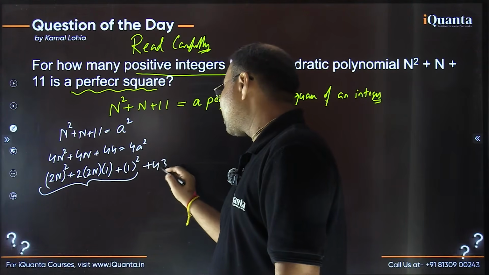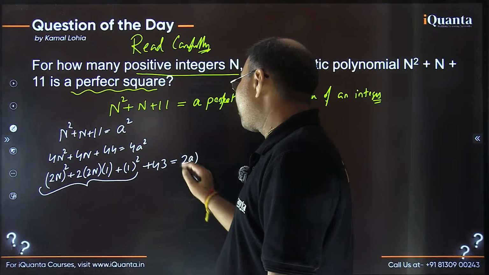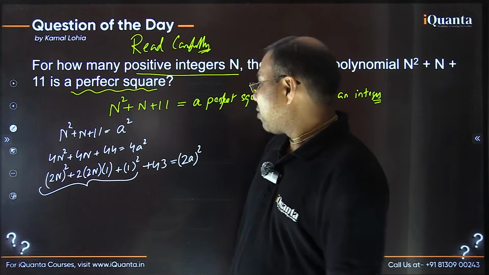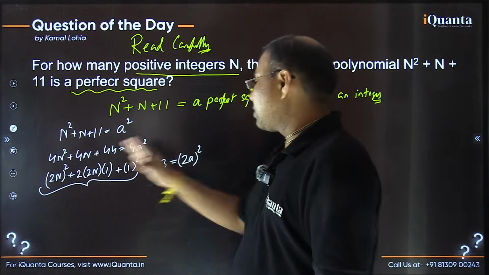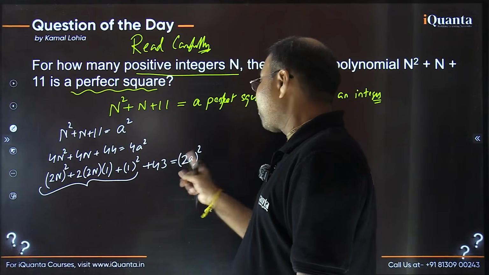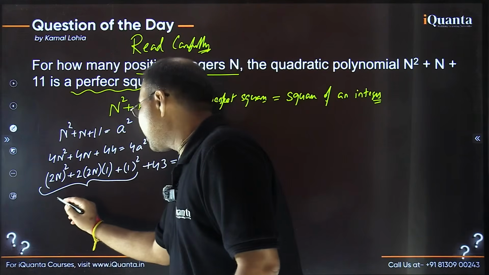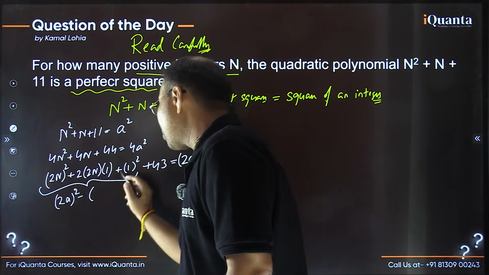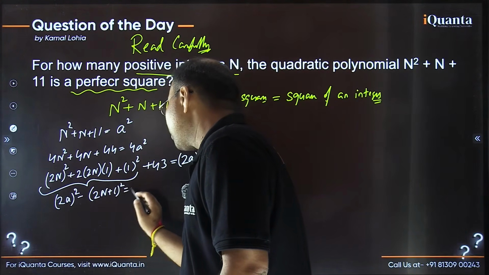This is plus 43 and this is equal to 2a whole square. Fine, where a is a certain integer that we don't know the value of right now. Okay, anyhow, so now this is a perfect square, this is a perfect square, and if I take this on the other side, we'll have the difference of two perfect squares to be 43. Let me write that. This would be 2a square minus 2n plus 1 whole square to be equal to 43.